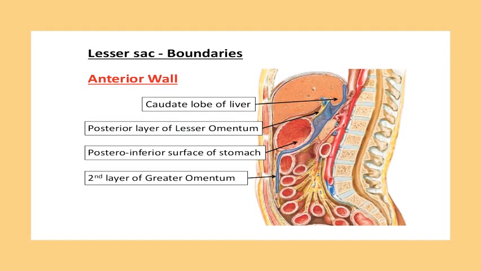So let us talk about the anterior boundary, that is the anterior wall of lesser sac. This blue thing what you are looking at, this is the lesser sac. This whole thing becomes the anterior boundary of lesser sac. Let us start from above downwards. Peritoneum covering the caudate lobe of the liver. Next, posterior layer of the lesser omentum. Next, posterior inferior surface of the stomach. And next is the second layer of greater omentum. These are the structures forming the anterior wall of lesser sac.